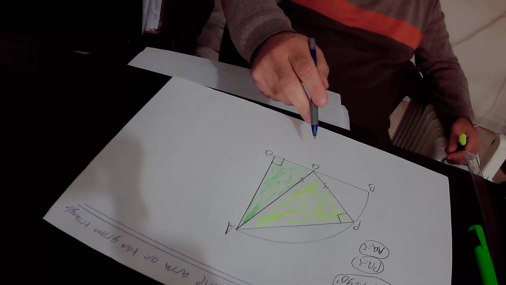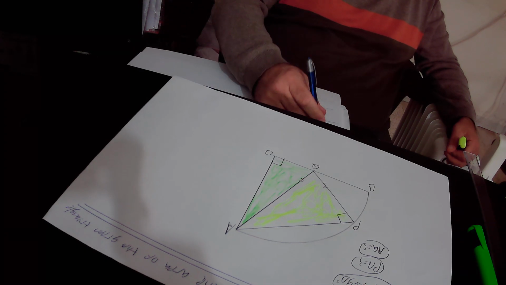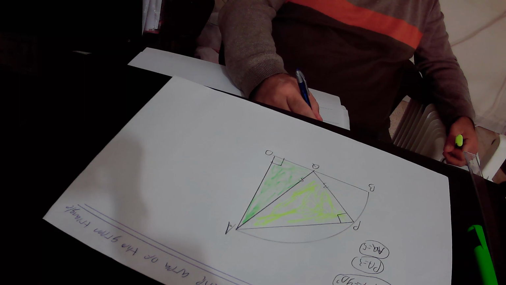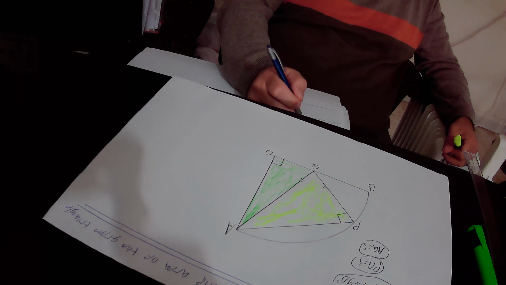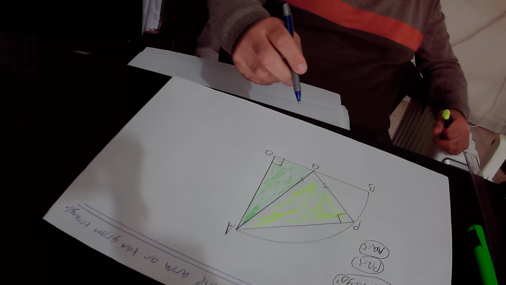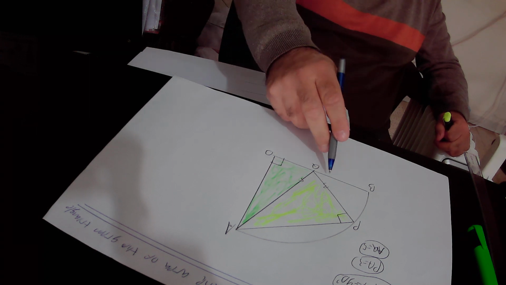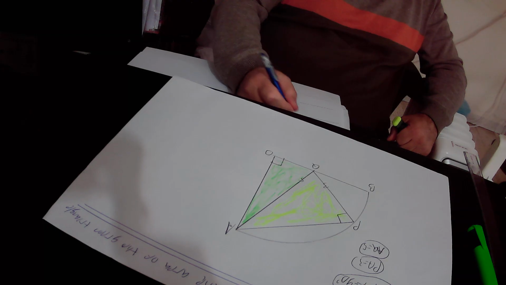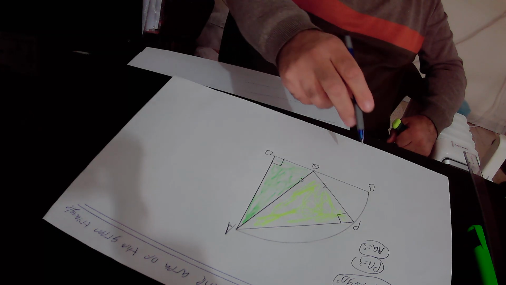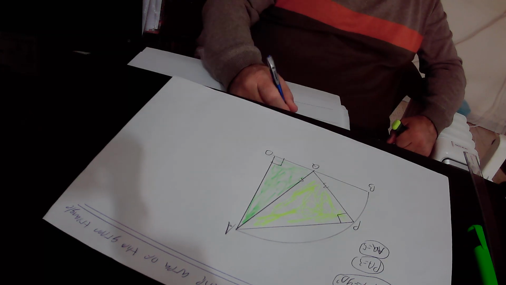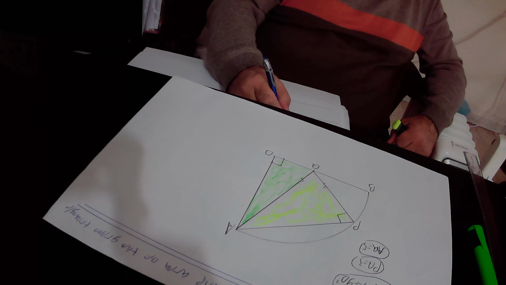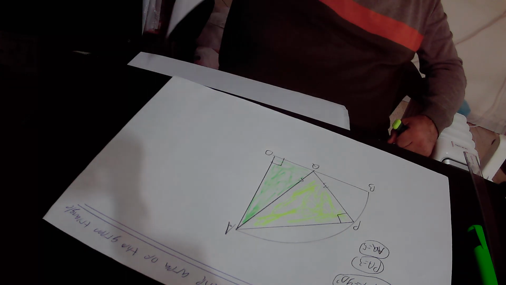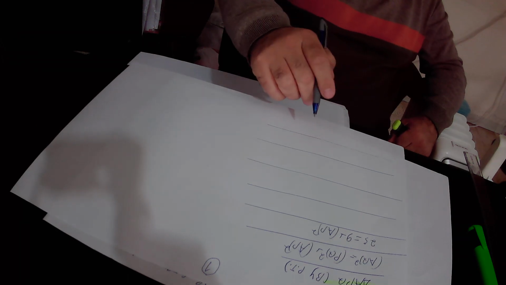AQ equals 5 units in length, therefore AQ square is 5 squared, that is 25, and it is equal to PQ square. PQ is 3, therefore PQ square is 3 squared, that is 9, plus AP square. AP is unknown, so we leave it as it is. In conclusion, according to the Pythagoras theorem, 25 equals 9 plus AP square.